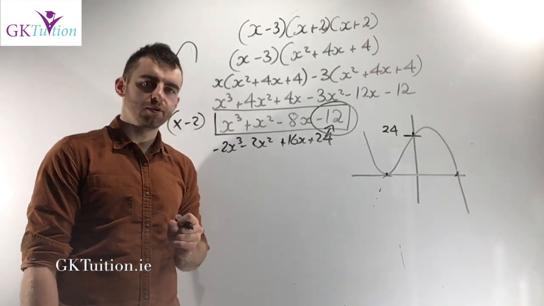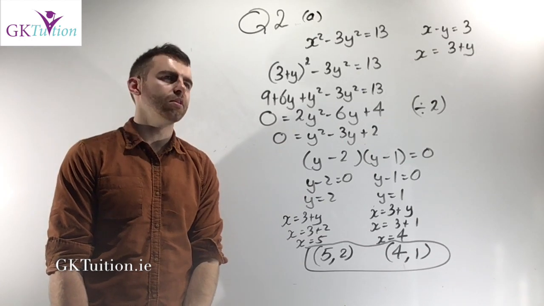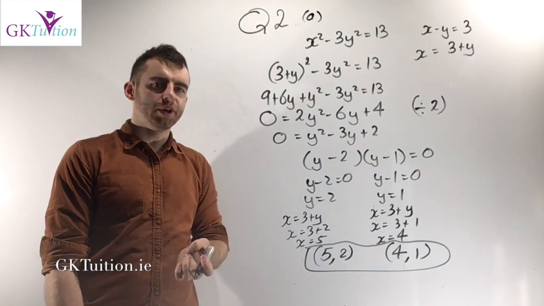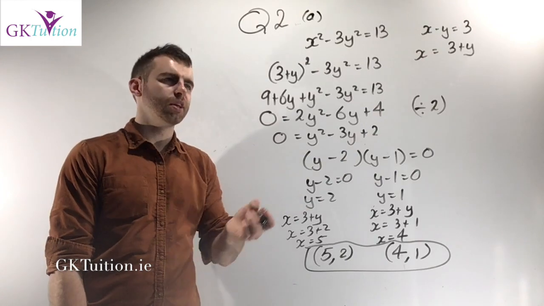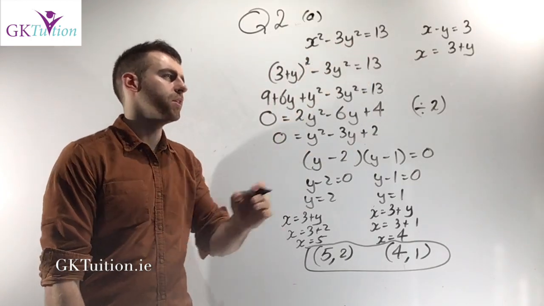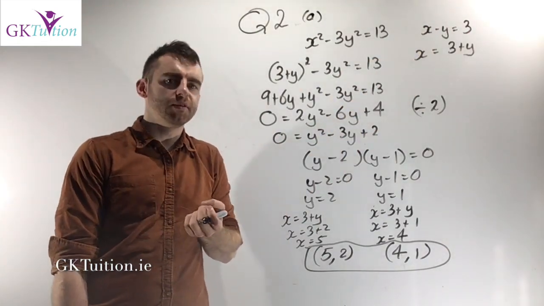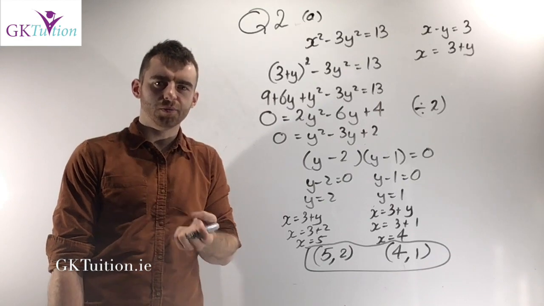So let's move on now and look at question 2. Okay, question 2 is probably the easiest question on the paper. You're given two equations with two unknowns and you had to do a simultaneous equation. You're given x squared minus 3y squared equals 13 and x minus y equals 3. Since there's squareds involved here, you should have recognized that this is substitution.